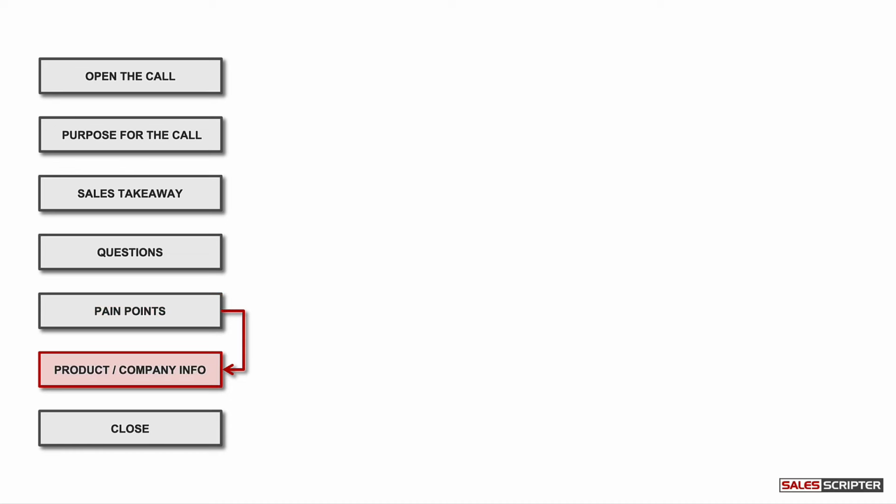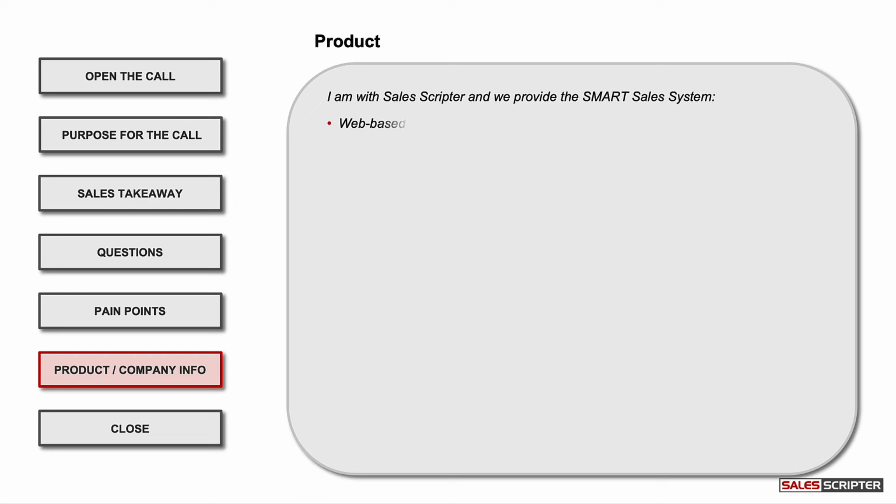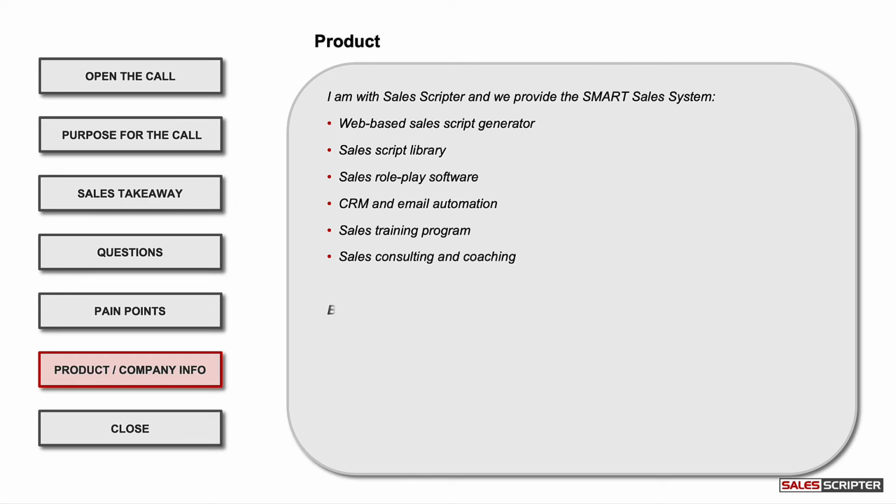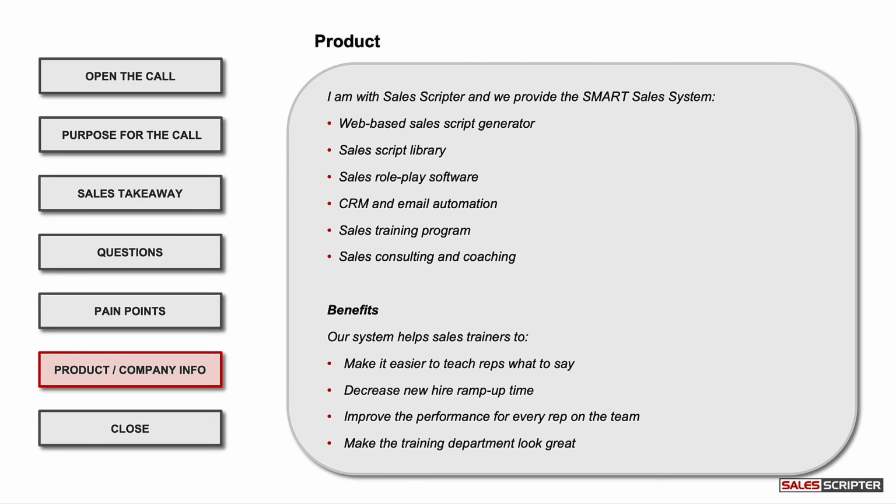But let's say that you find that justification, you found a reason to talk more, and right before the close, you want to share some information about you, and you can use your product building block at this step to share some high-level details about what you sell and the company you work for. And so you transition to this by saying, but it might make sense to talk in more detail because I'm with a company called SalesScripter, and we provide a solution called the Smart Sales System.